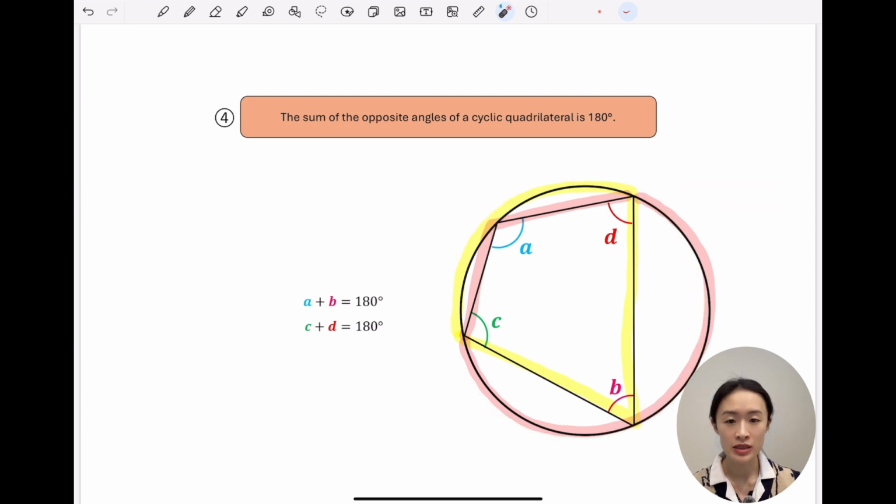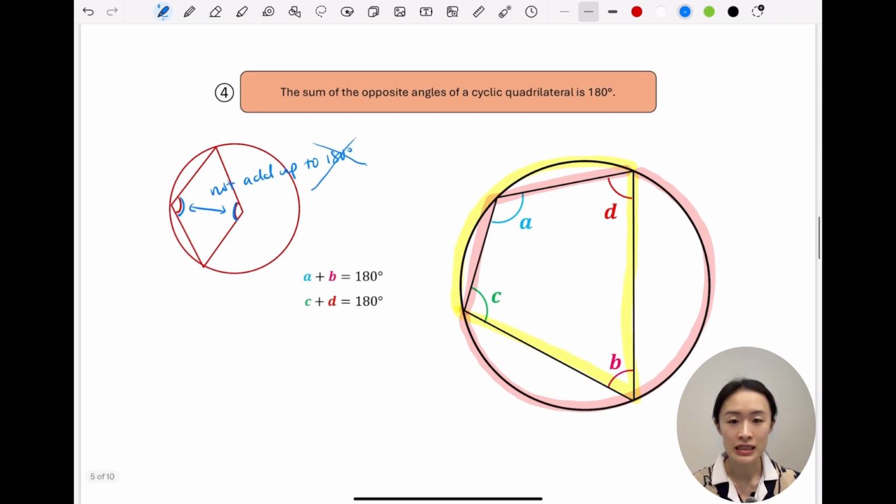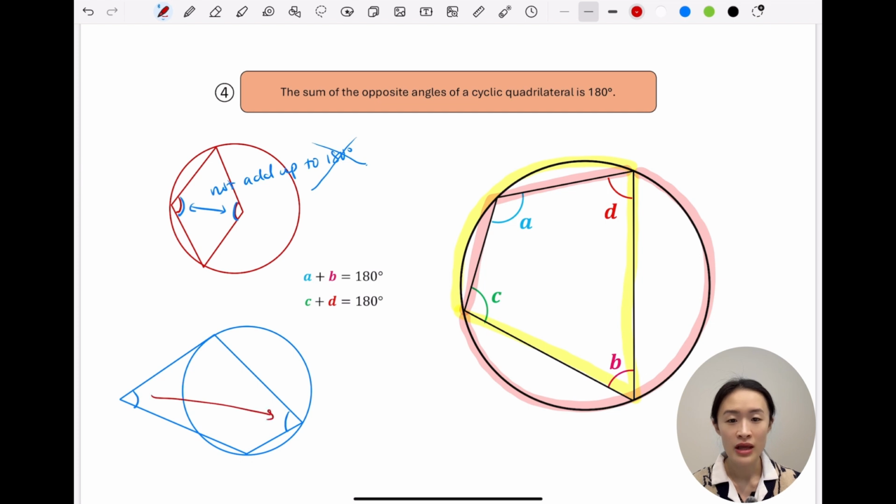There are two cases where we have to be really careful. If we have a vertex that lands on the center, now this is not a cyclic quadrilateral. Therefore, this theorem does not apply. Similarly, if we have a vertex that lands outside of the circle, then we can't use this theorem either. The opposite angles don't add up to 180. Okay, so now moving on to the next theorem.